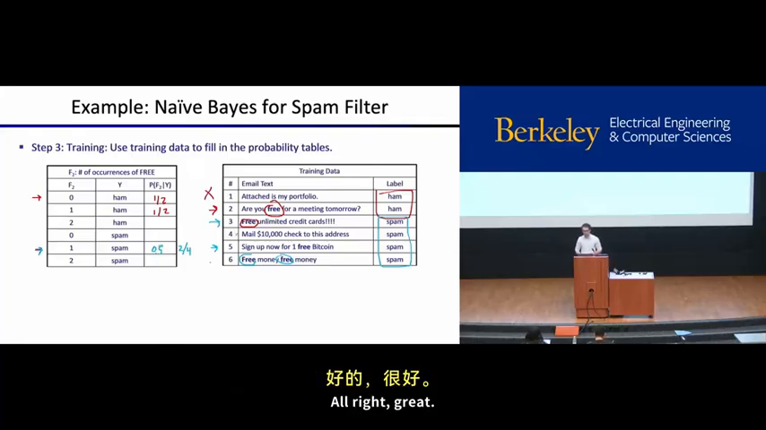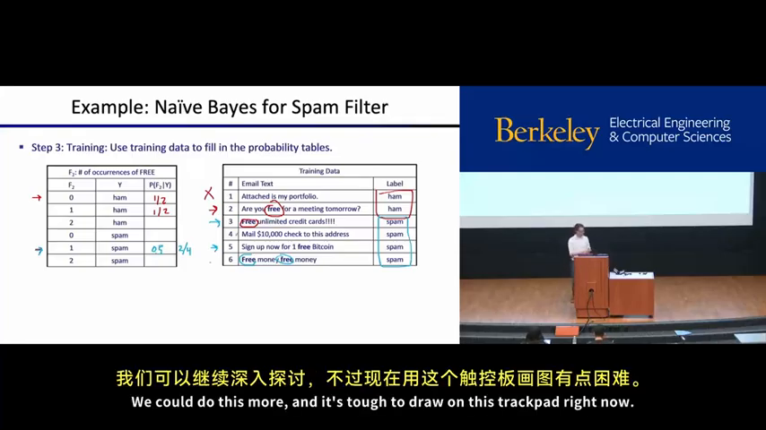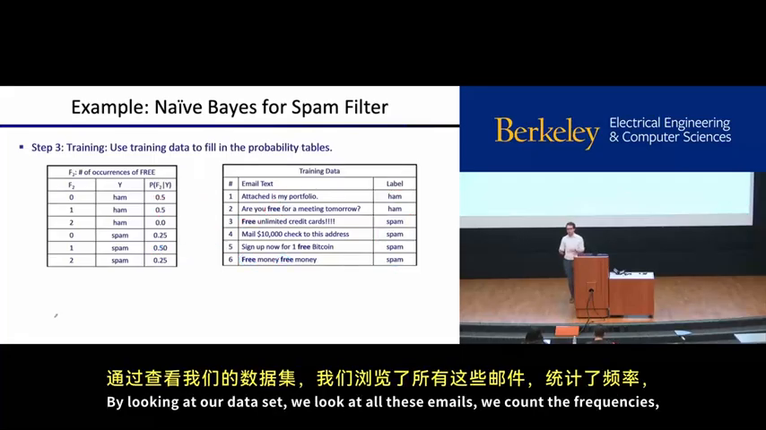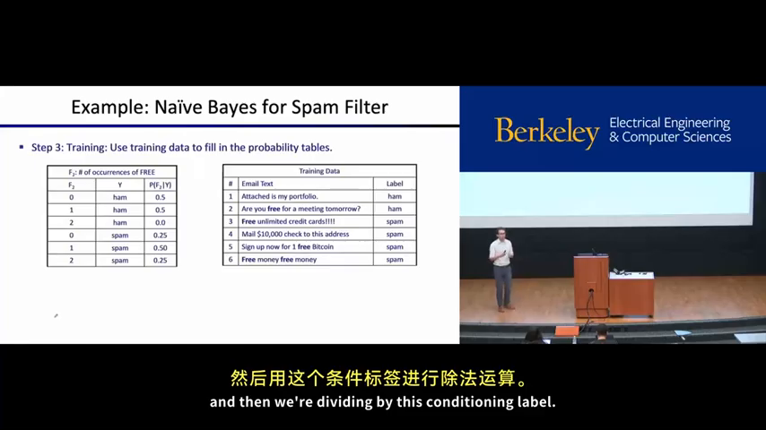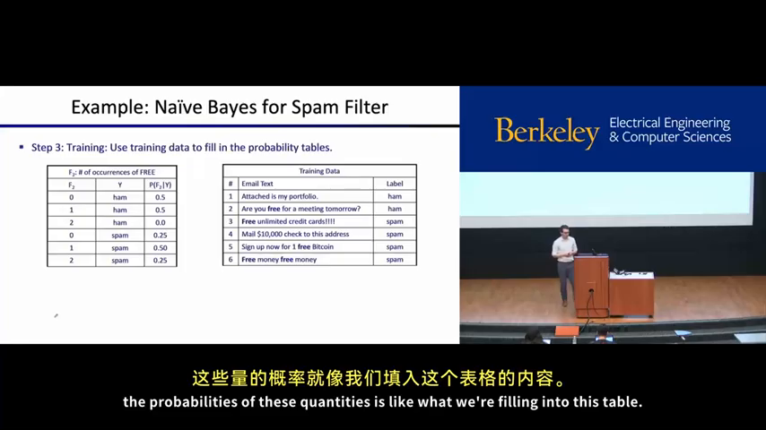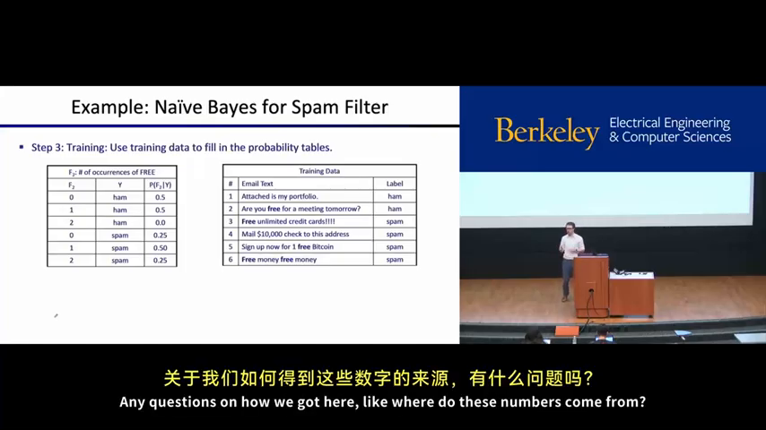All right, great. We could do this more, and it's tough to draw on this trackpad right now, so I'm just going to fill all the answers in, erase all the ink. So these are the numbers that we could get by looking at our data set. We look at all these emails, we count the frequencies, and then we're dividing by this conditioning label. So this is just sort of the intuitive way that you would try and figure out the probabilities of these quantities that we're filling into this table. Okay? Any questions on how we got here? Like, where do these numbers come from?